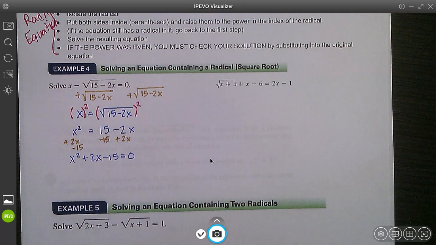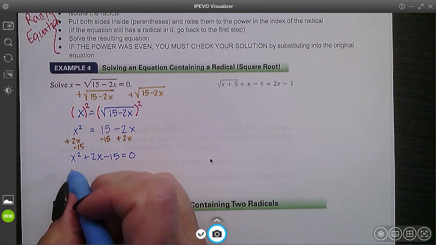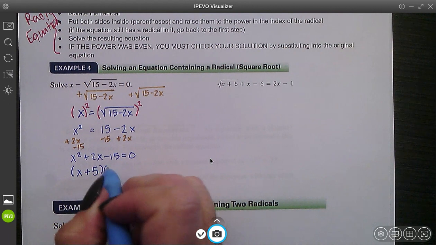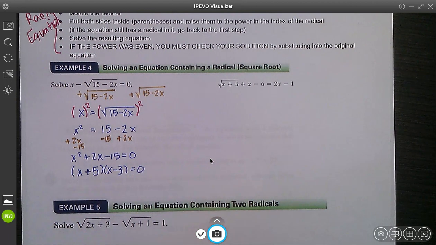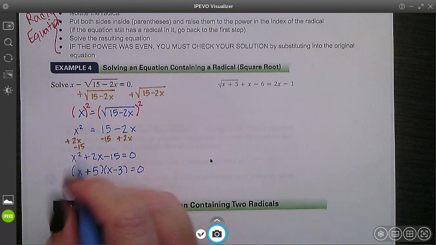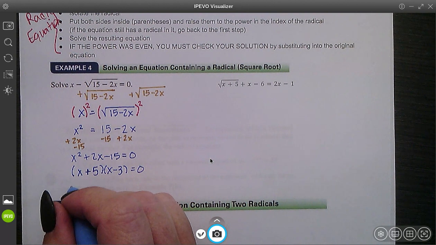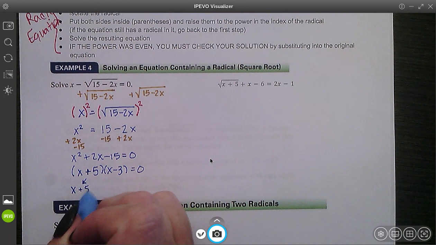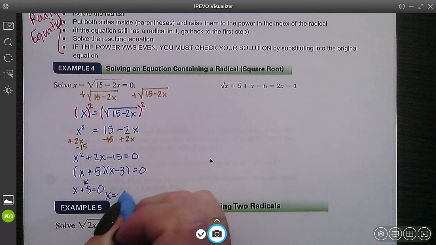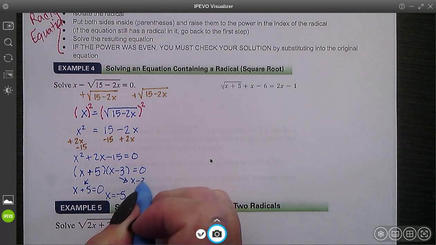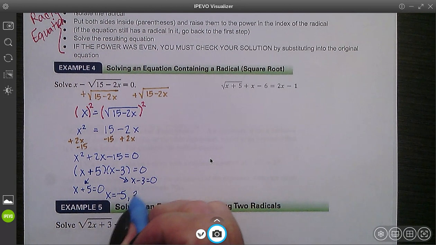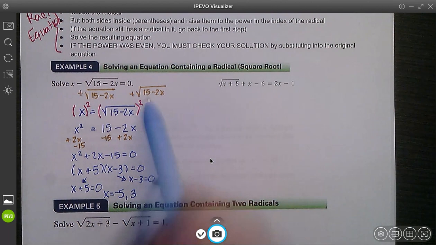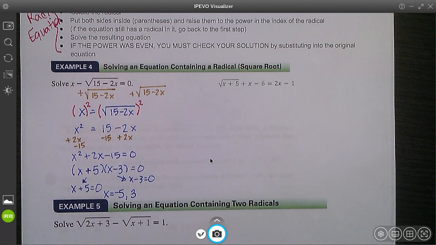And then I would solve this. I'm just going to go ahead and factor it just quickly. It factors to x plus 5 times x minus 3, which gives me two potential solutions or proposed solutions. This one would be x plus 5 equals 0, so x equals negative 5. This one, x minus 3 equals 0, so x equals 3. Now these are proposed solutions. Since I squared both sides, I do have to go back and check those answers.